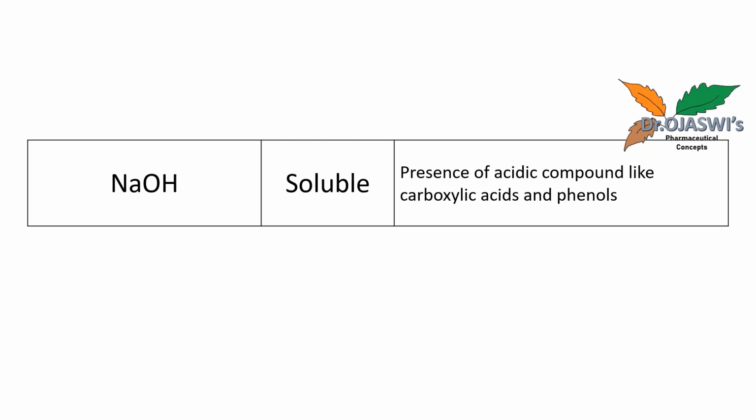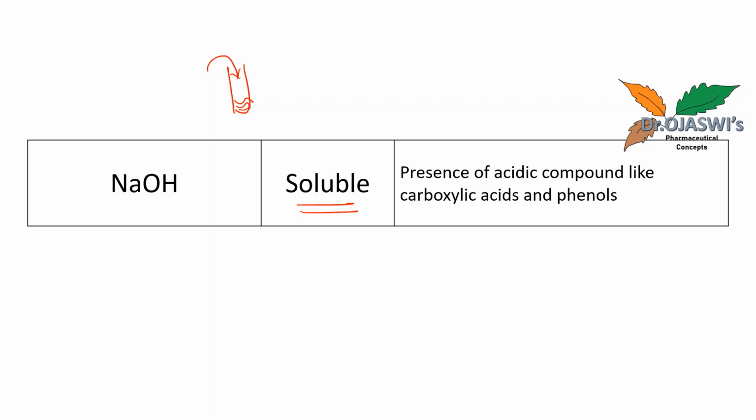In the next step, we can similarly check the solubility of the given compound in NaOH. If it is soluble, then definitely an acidic compound or some acidic functional group is present in the given sample. It could be from a carboxylic acid or a phenol.